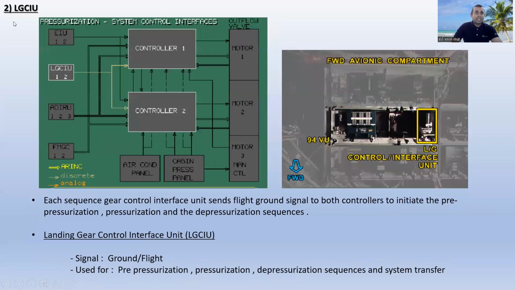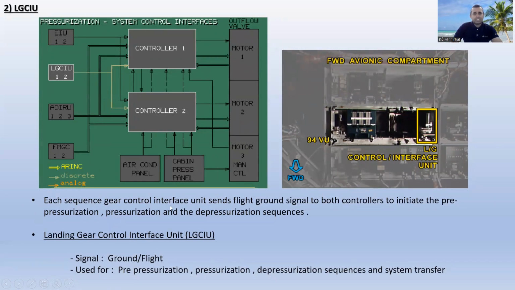All right. So the next one is LGCIU. This is LGCIU 1 and 2. You can see these are the discrete signals. Here, this is the arinc signal and this is the decrease signal, this is the analog signal. These are the discrete signals. And this is the forward avionics compartment. Here the landing gear control interface unit is located.